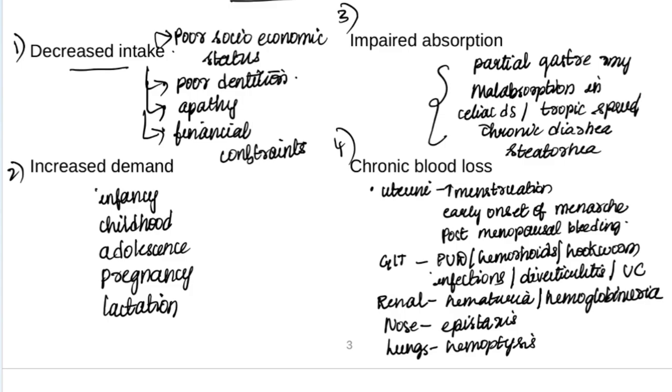In the case of peptic ulcer disease, hemorrhoids, hookworm infestations, ulcerative colitis, diverticulitis, these GIT causes may lead to chronic blood loss. Hematuria and hemoglobinuria are the renal causes of chronic blood loss, along with nosebleed called epistaxis, and in the lungs, hemoptysis. These are the cases of chronic blood loss. So these are the 4 major causes which might lead to iron deficiency anemia.